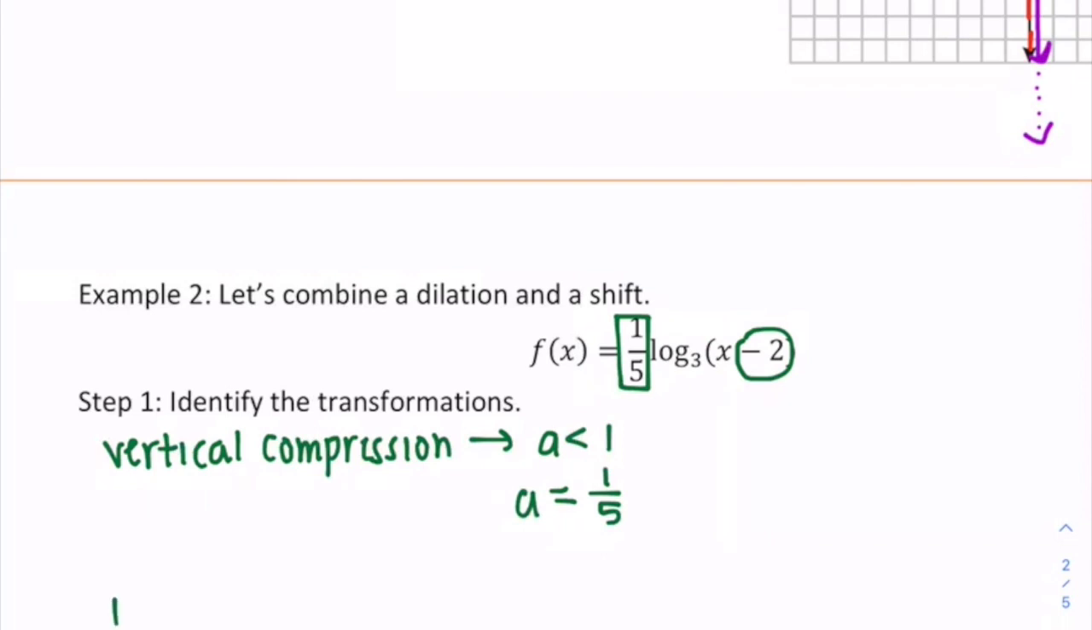Our second transformation on this function is that we are subtracting 2 on the inside of the parentheses. That means we're going to have a horizontal shift to the right 2 units.